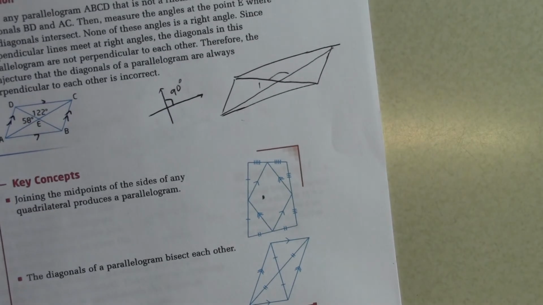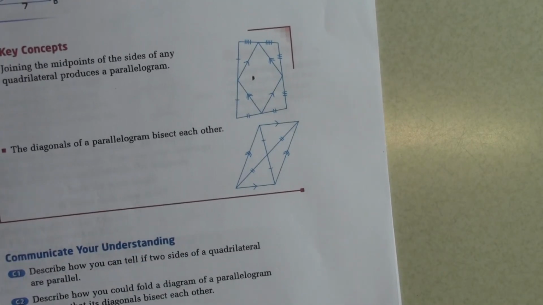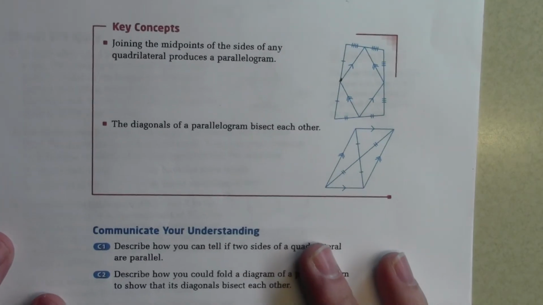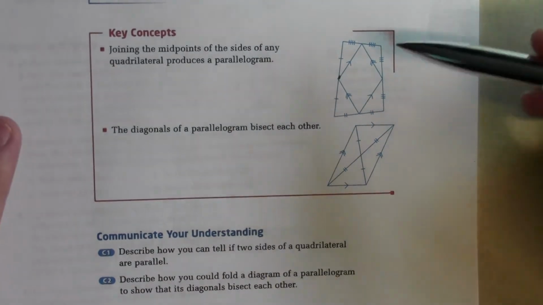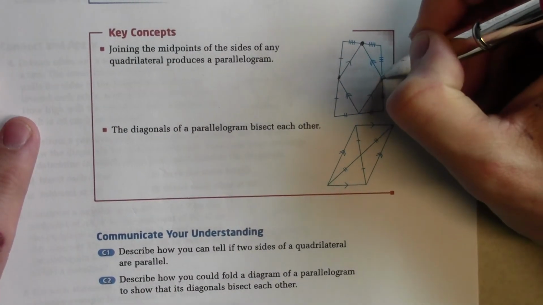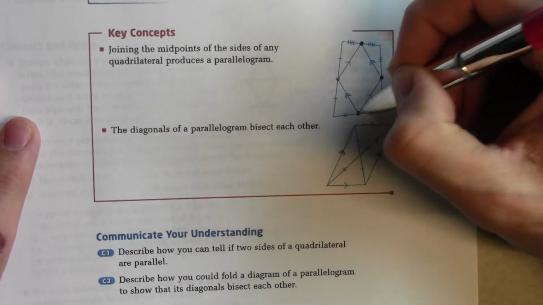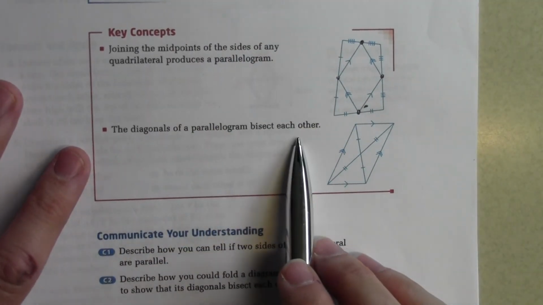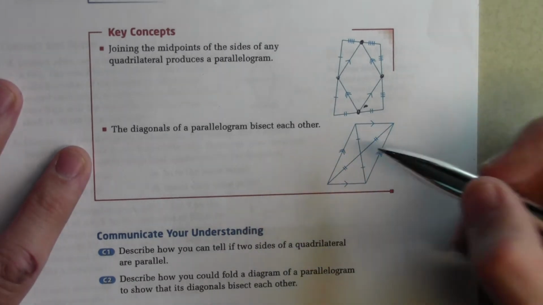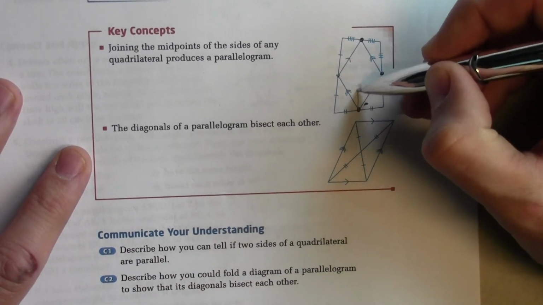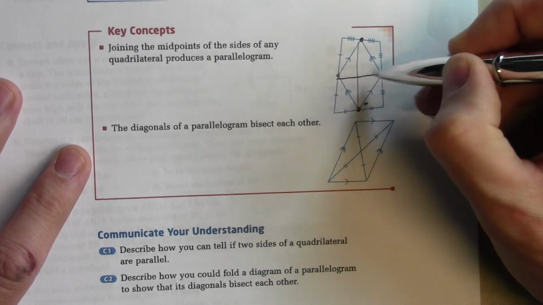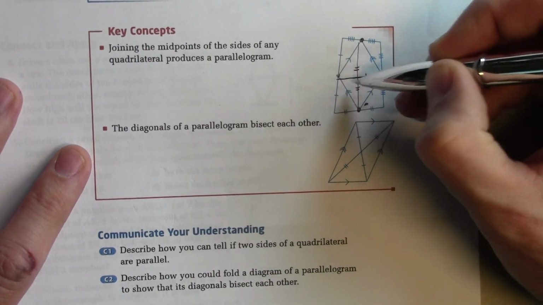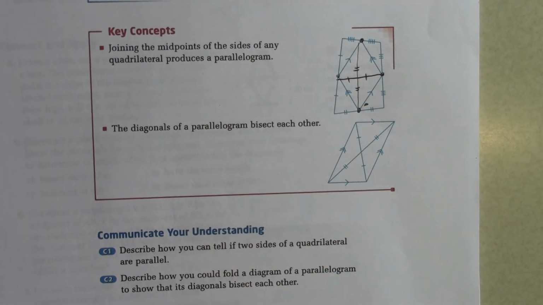So finally, the key concept: joining the midpoints of the sides of any quadrilateral produces a parallelogram. So midpoints here, if we join them, we get a parallelogram. The diagonals of a parallelogram bisect each other. So any parallelogram, if we join the diagonals now, they're going to cut each other in half. Any questions about either of those two properties? All right.